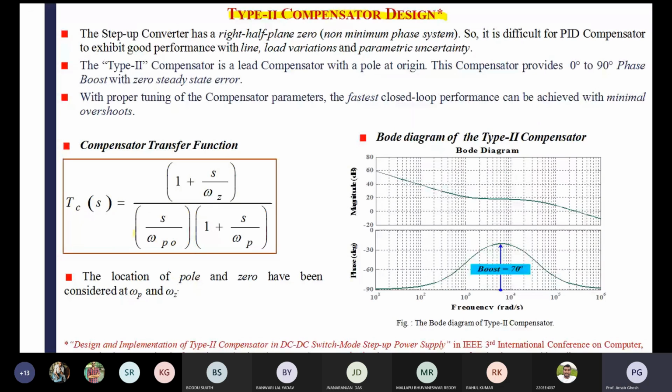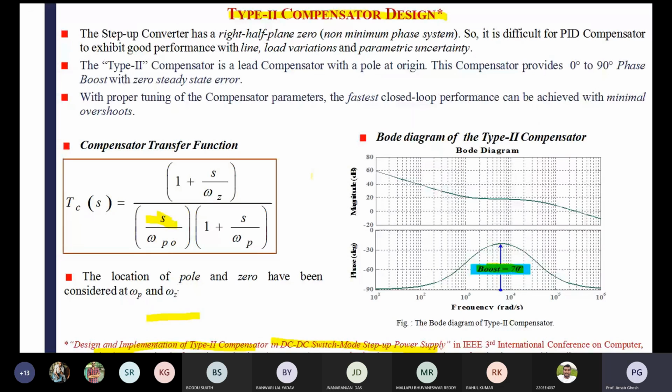Here in the previous diagram, the phase margin is boosted up to 70 degrees for my consideration. You can see near the 0 dB line, the boost is up to 70 degrees. In the type 2 compensator, there is one pole at the origin, then one zero, then one pole. At that point the zero is there, so due to the zero, that line is parallel to the 0 dB line.